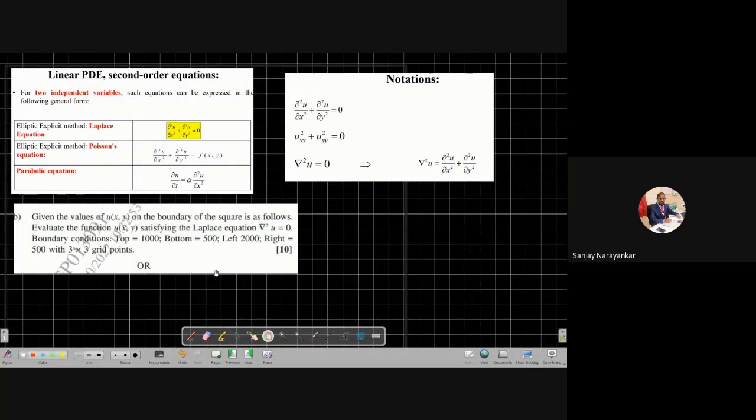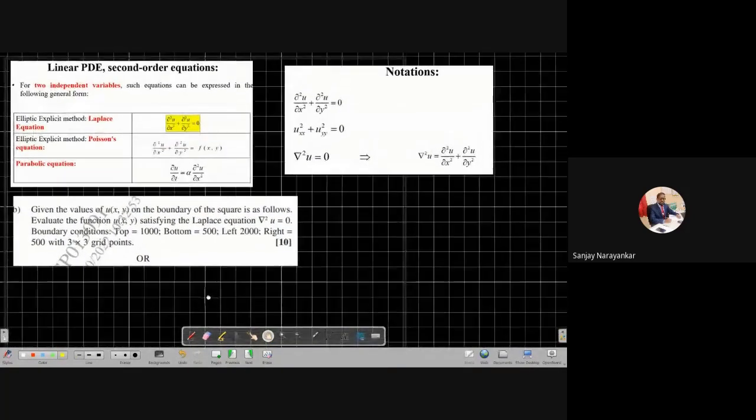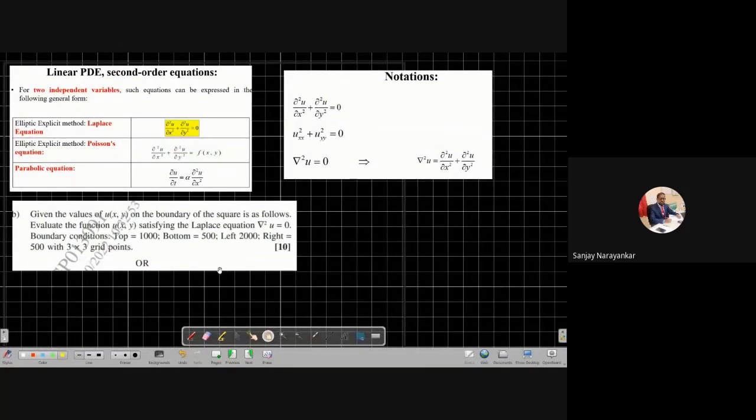Okay. See, in yesterday's discussion, we had an ordinary differential equation. Today, we'll focus on partial differential equations, how to find the solution. Basically, in partial differential equations, we learn there are three techniques. One is called the Laplace equation, second is the Poisson's equation, third is the parabolic equation.